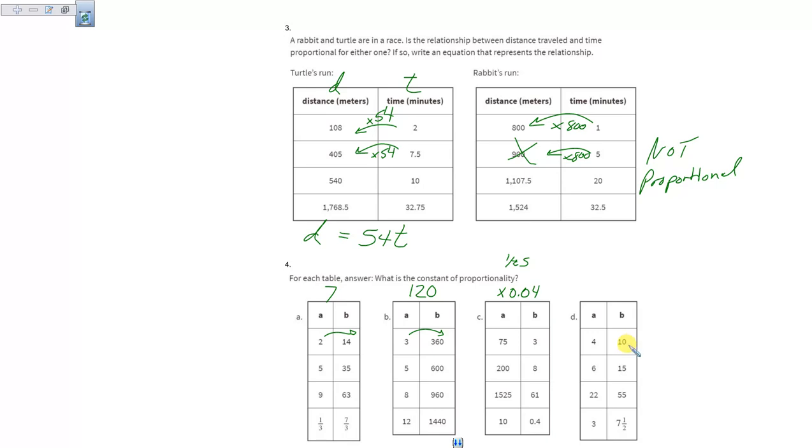And then 4 times what would give me 10? It's getting bigger, so I would be multiplying by 10 fourths. Right? 10 divided by 4 is 10 fourths, which is the same as multiplying by 5 halves. Some of you might have also had 2.5 as your constant there. They're all the same number. 4 times 2.5 is 10, 6 times 2.5 is 15.